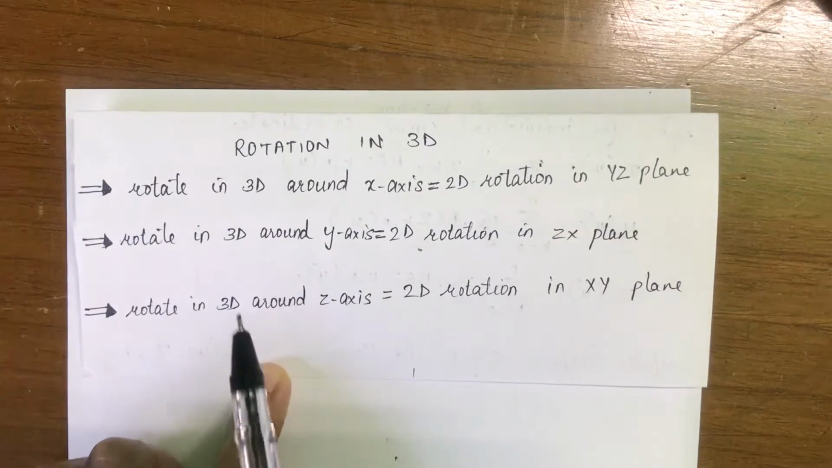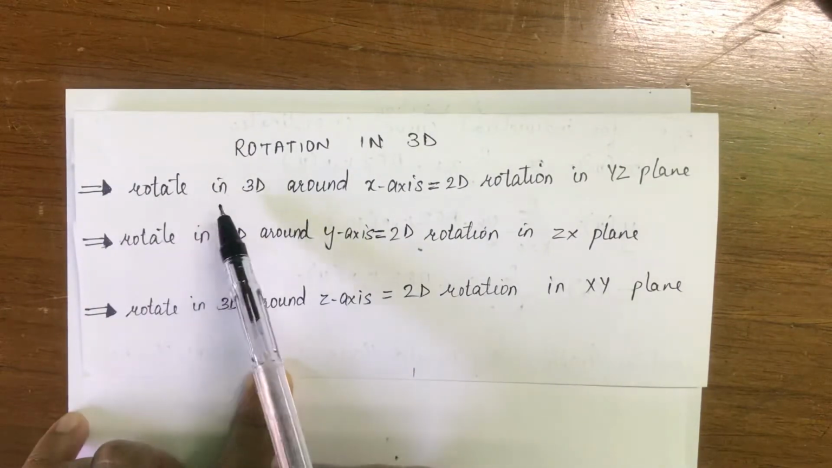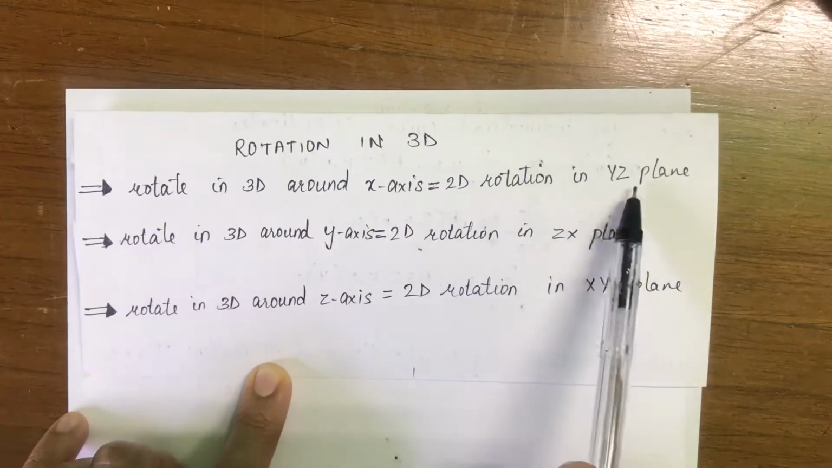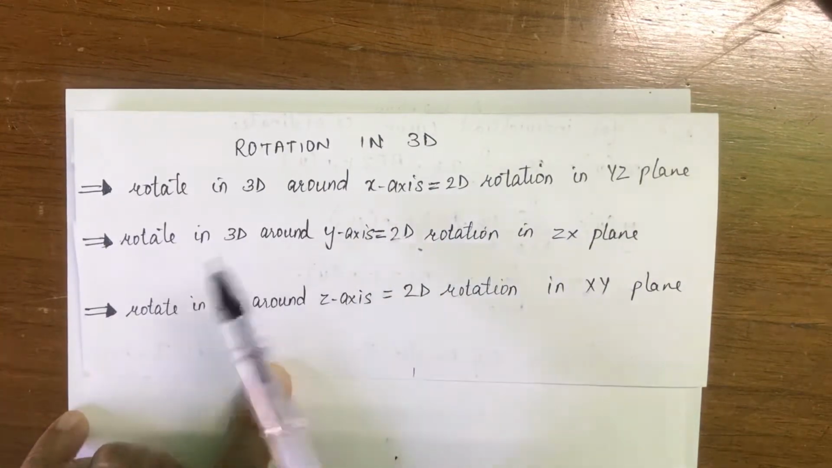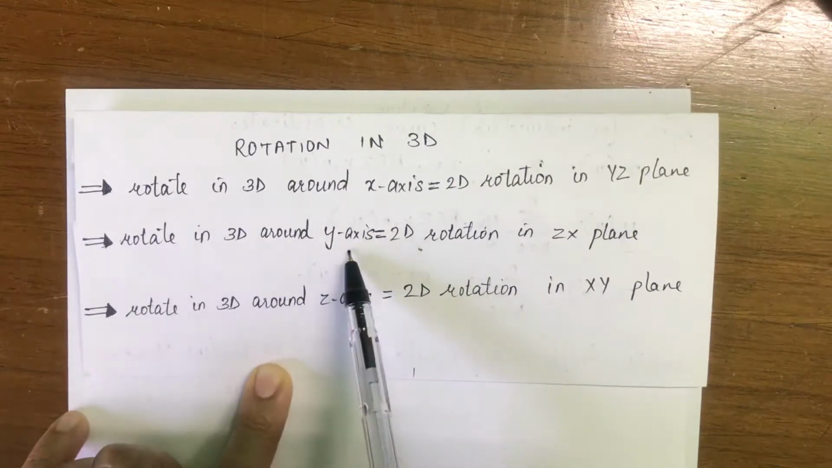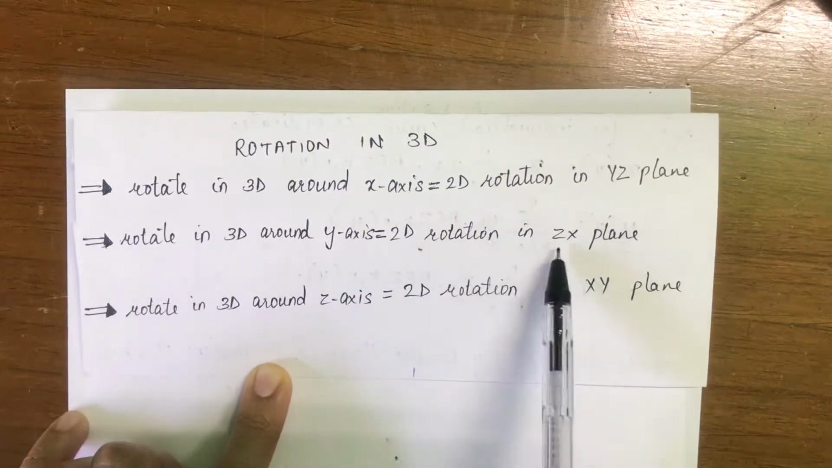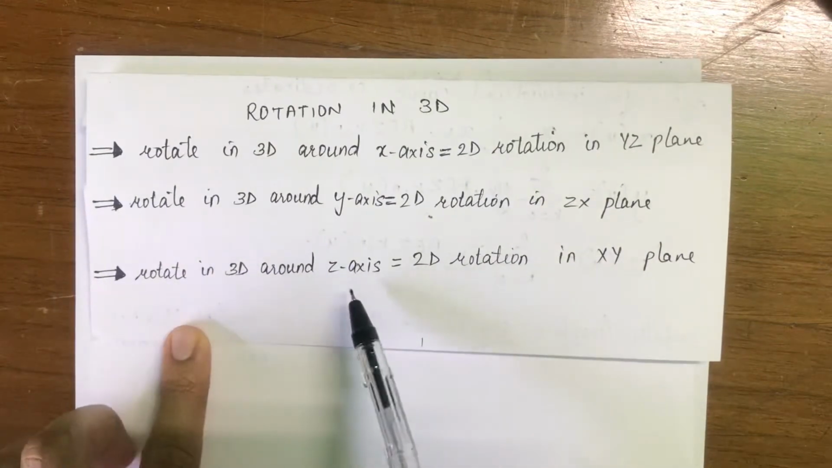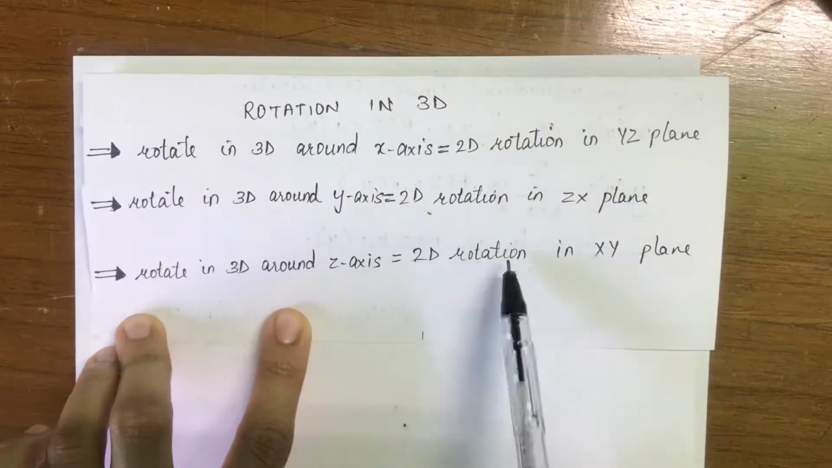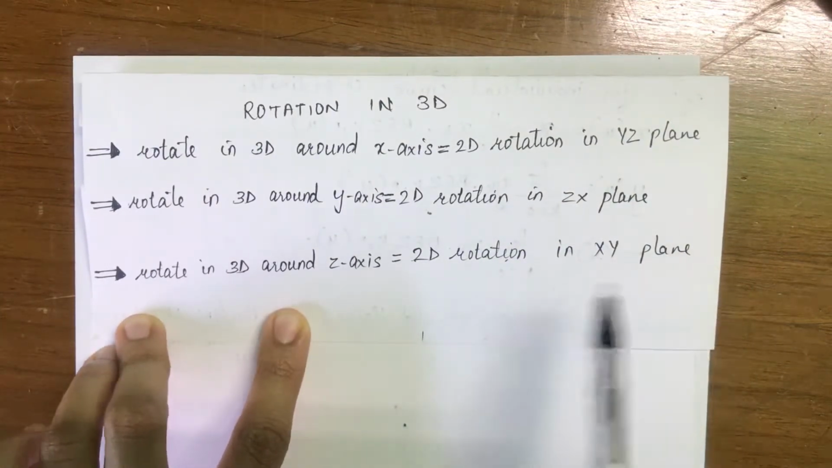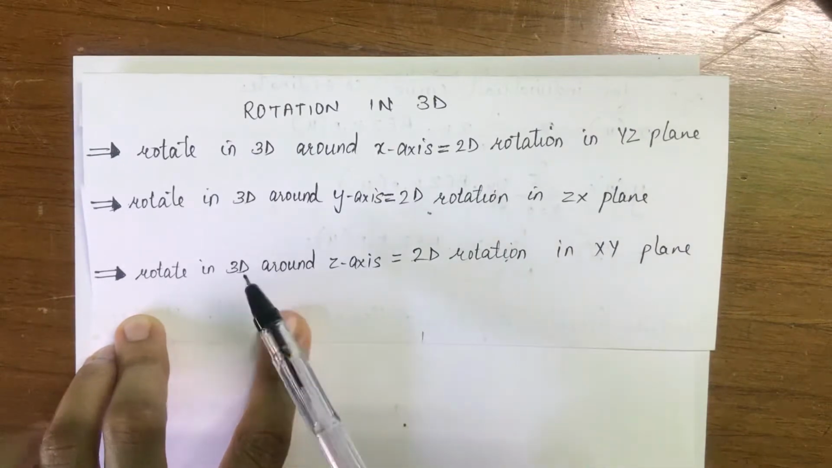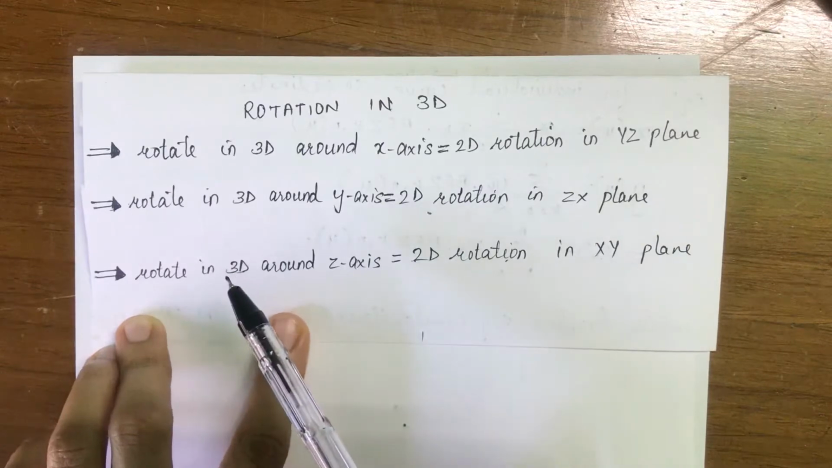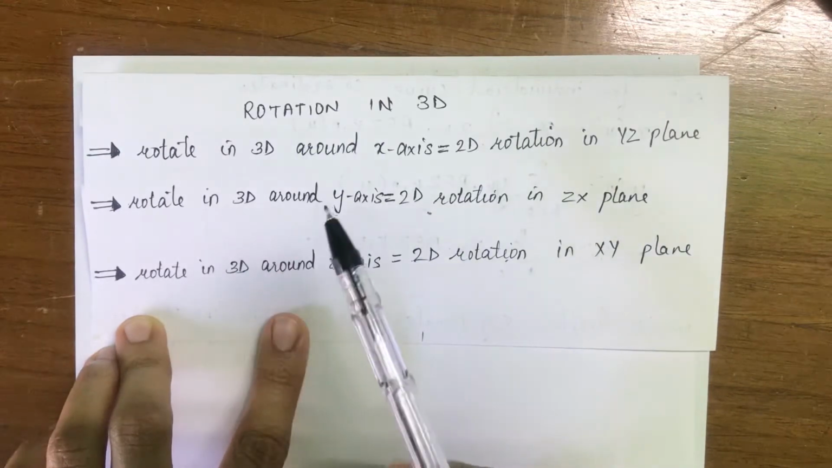If you rotate in 3D around the x-axis, you have to perform 2D rotation in the YZ plane. If you rotate in 3D around the y-axis, you have to perform 2D rotation in the ZX plane. If you rotate in 3D around the z-axis, you have to perform 2D rotation in the XY plane. So with this it becomes clear that 3D rotation is nothing but 2D rotation, only the planes differ when the axis differs.